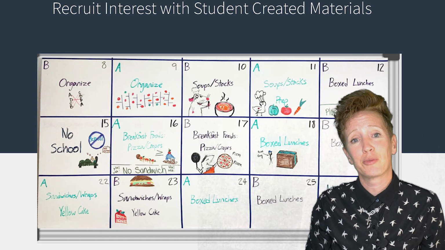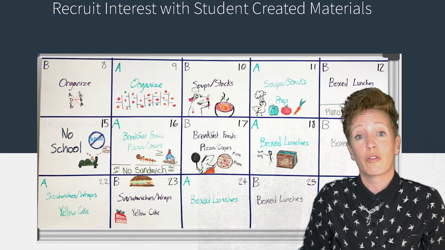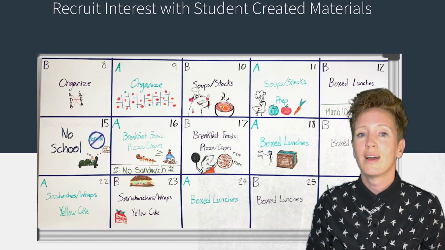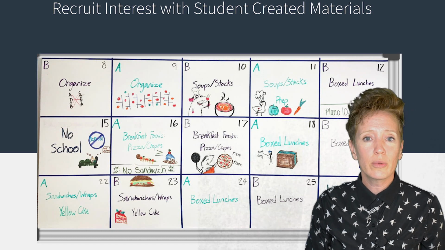Even my classroom calendar, when I let students draw the pictures and put down the information, I no longer had to answer the "what are we doing today?"